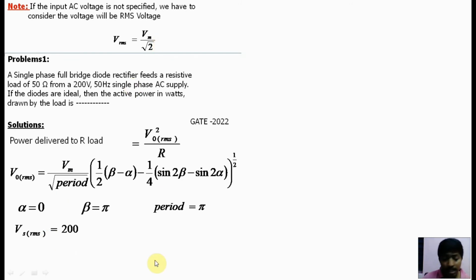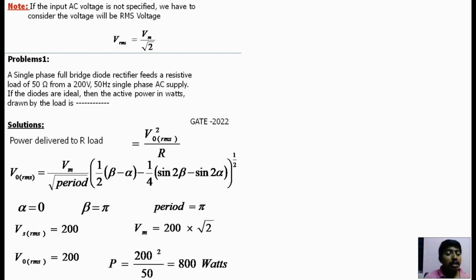From this relation, V_m is equal to V_s RMS into root 2. The V_s RMS value 200 is the RMS voltage, not a peak value. So we get 200 into root 2. Substituting all these values in this equation, we get V naught RMS equal to 200. Knowing V naught RMS and R, we can easily find the power delivered: 200 square by 50 is equal to 800 watts. This is the solution.